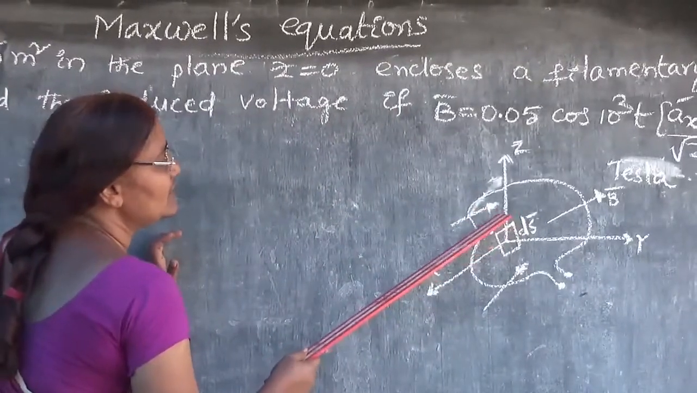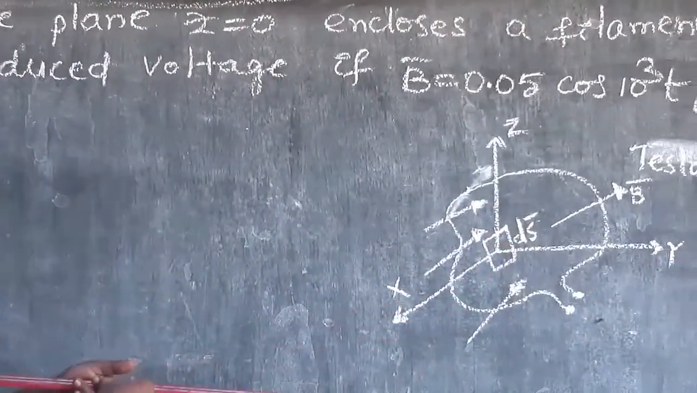In the plane z equal to 0, what does the z equal to 0 plane mean? It is the xy plane.